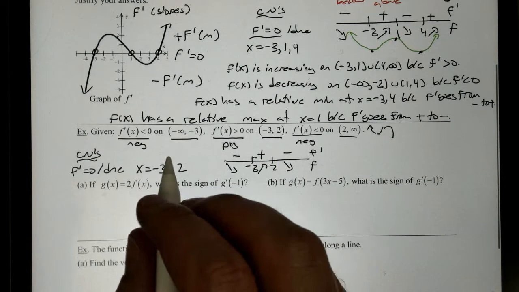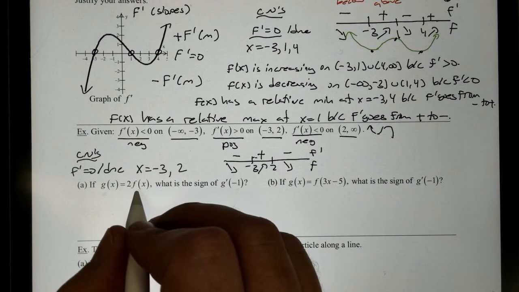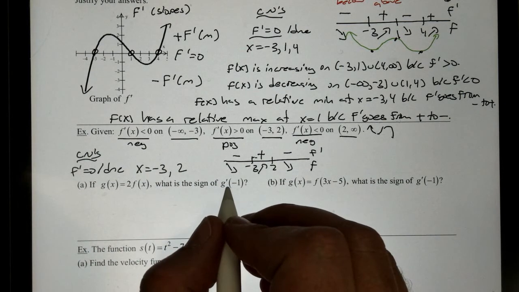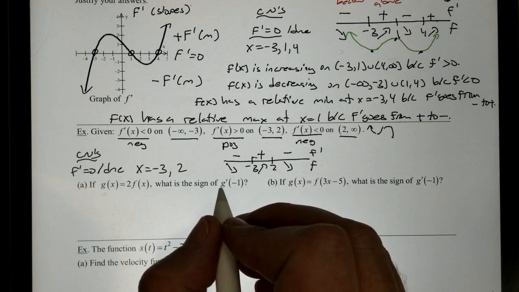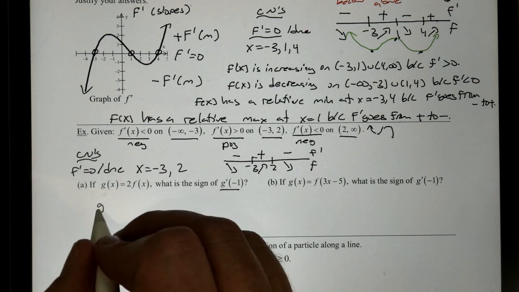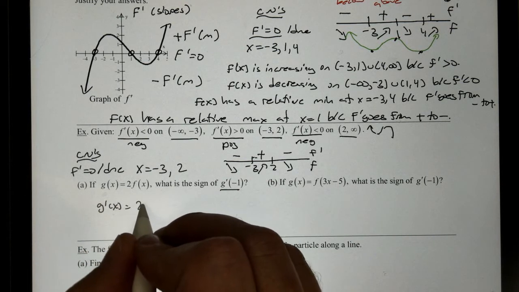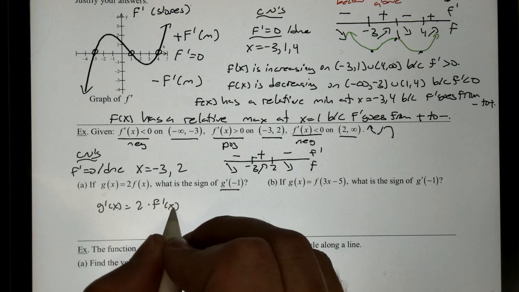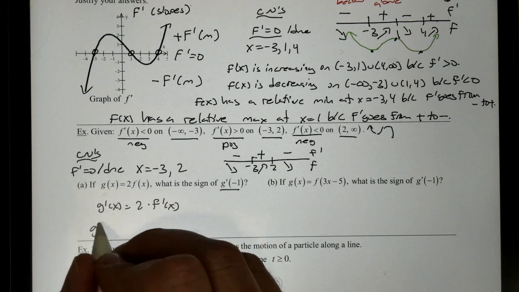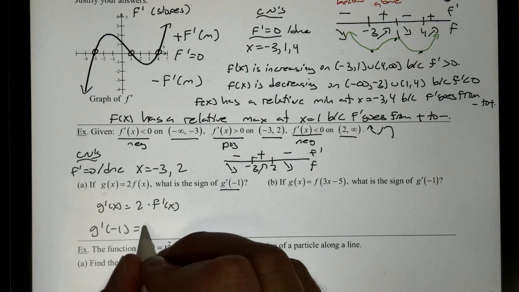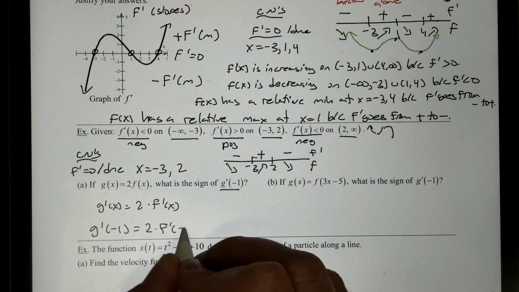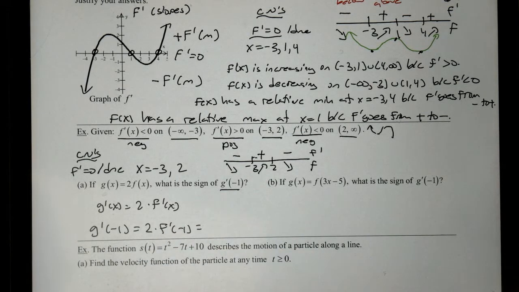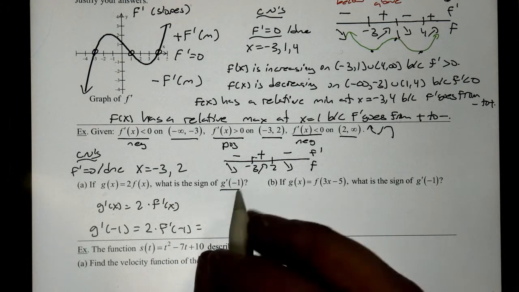Then they say, if g of x equals 2 times f of x, what's the sign of g prime of negative 1? So we want the derivative here, so I've got to find the derivative. G prime of x would just be 2 times f prime of x. Plug in your negative 1. G prime of negative 1 becomes 2 times f prime of negative 1. I just want to know the sign.